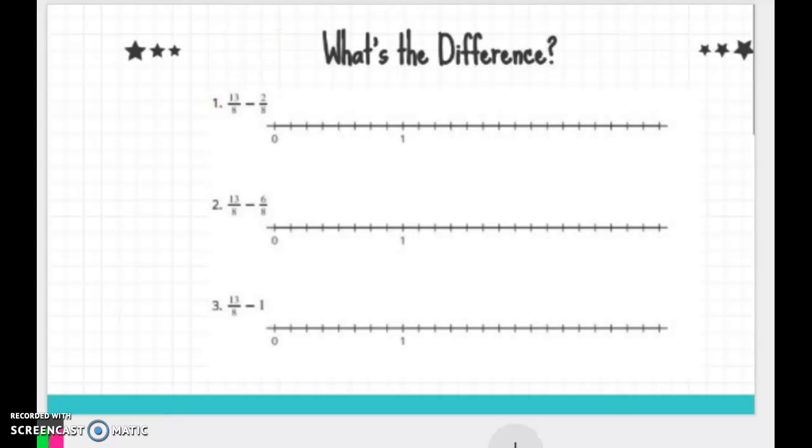All right, so let's check our work. We have to start at 13 eighths. One, so this would be 8 eighths, 9 eighths, 10 eighths, 11 eighths, 12 eighths, 13 eighths. So I gotta go all the way back.